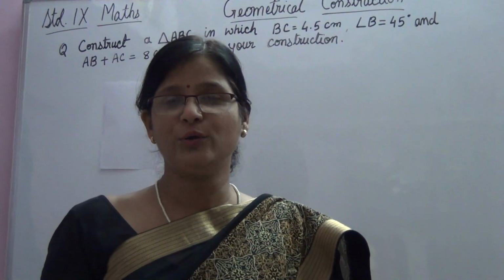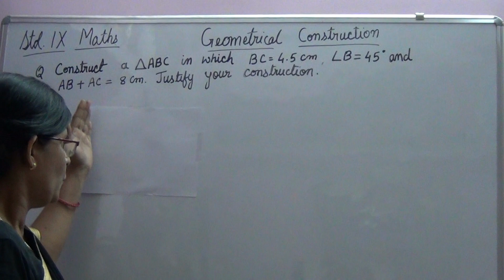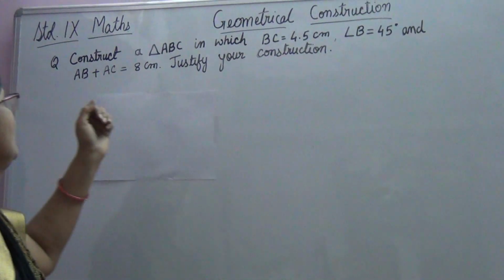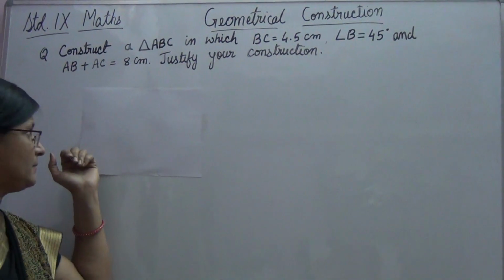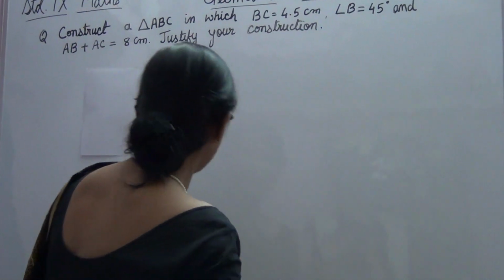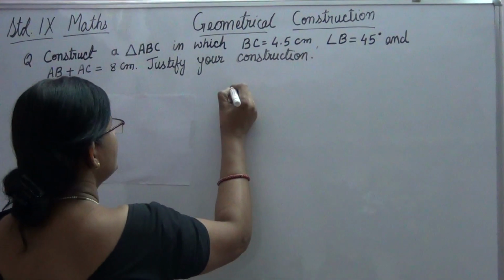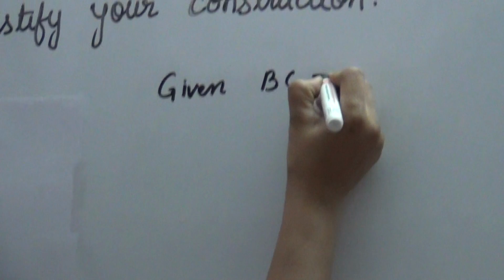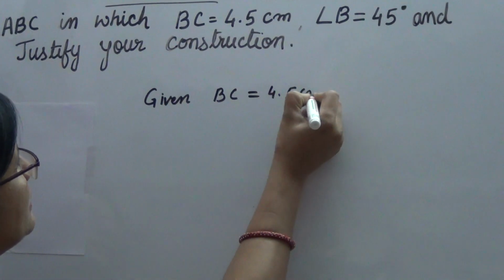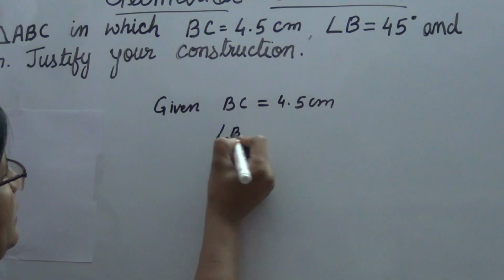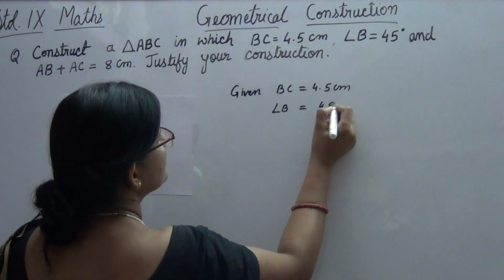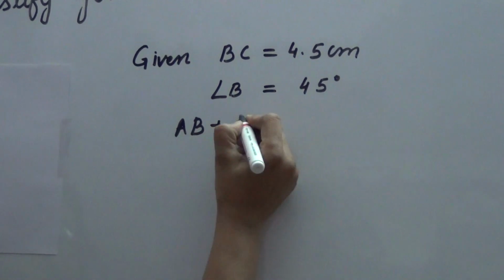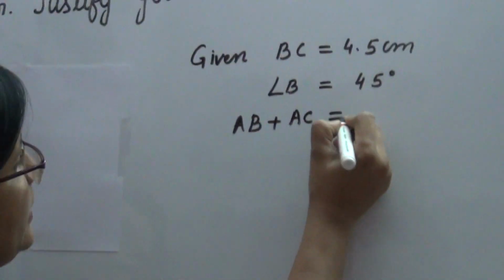Let us learn how to do construction of triangles. When the measurement of the base is given, one of the base angles is given, and the sum of the two remaining sides is given. So first of all, we will write whatever is given. Given: BC is equal to 4.5 centimeter, angle B is equal to 45 degrees, and AB plus AC is equal to 8 centimeter.